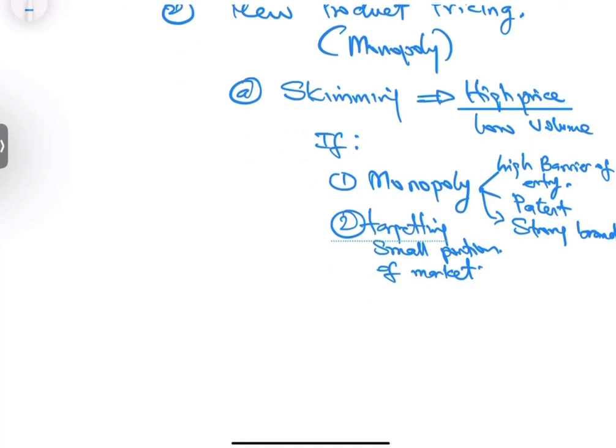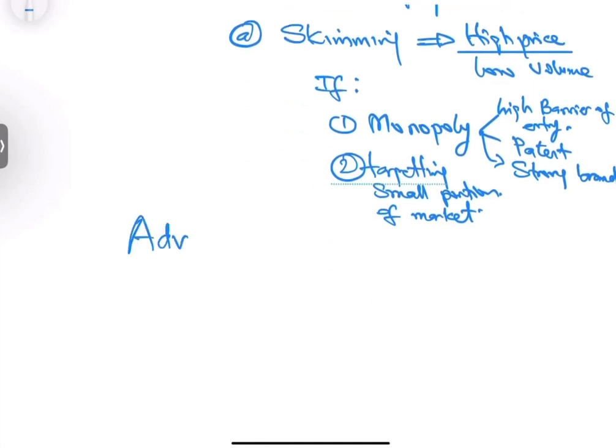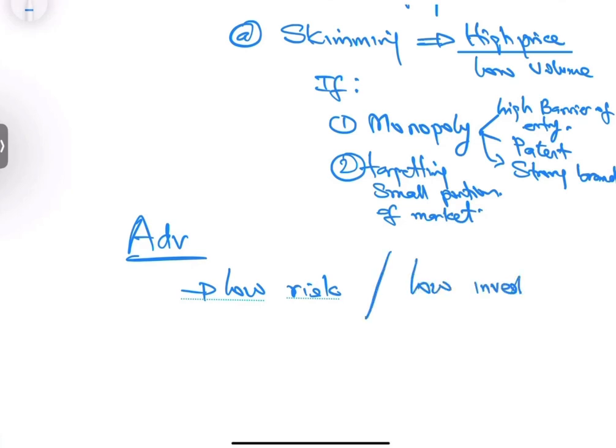All right. What are the advantages of using market skimming? First one is the fact that there is low risk. And you wonder, why is there low risk? There is low risk because you are targeting a small part of the market. So if you are targeting a small part of the market, definitely you'll be having low investment. So you have not put so much at risk, because you are targeting just a small part where you want to sell at high price.